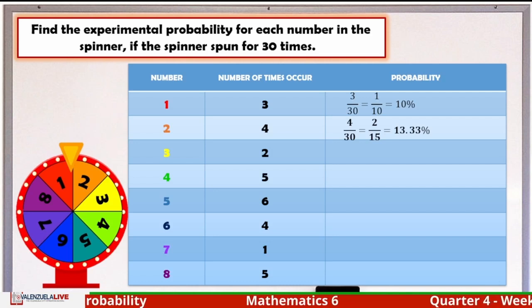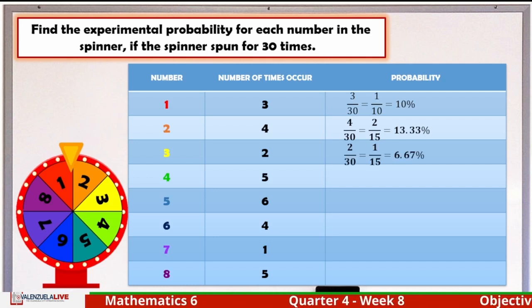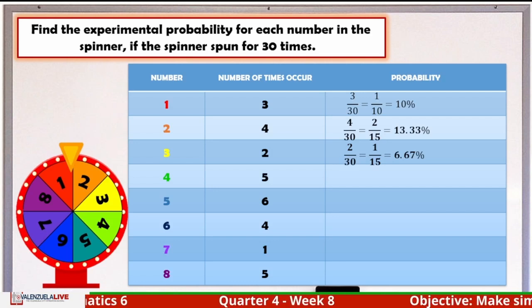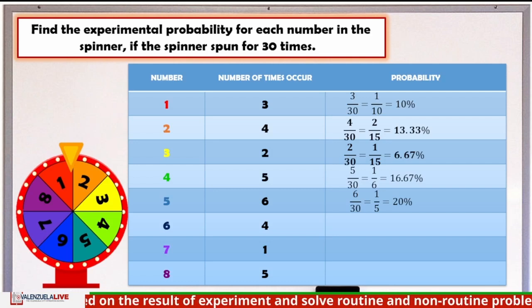Number 3 on the spinner appeared 2 times. It is 2/30, 1/15, or 6.67%. Next, number 4 appeared 5 times. The experimental probability is 5/30, 1/6, or 16.67%. How about number 5? The spinner stopped 6 times. It is 6 over 30, 1/5, or 20%.